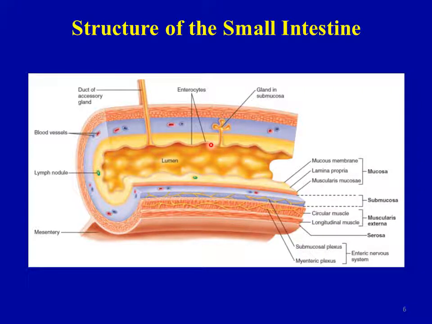As you can see here, in certain parts of the small intestine we have some glands that extend into the submucosa, and we call them Brunner's glands, and they are present in the first part of the duodenum. Also the wall is penetrated by the ducts of the accessory glands. Here in the small intestine we have the pancreatic duct and the common bile duct.